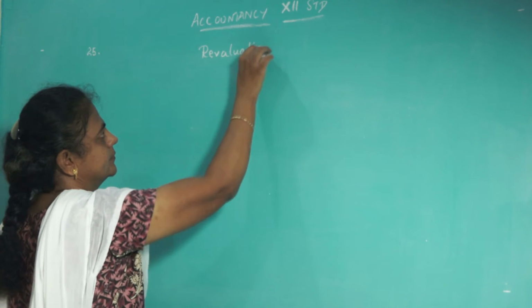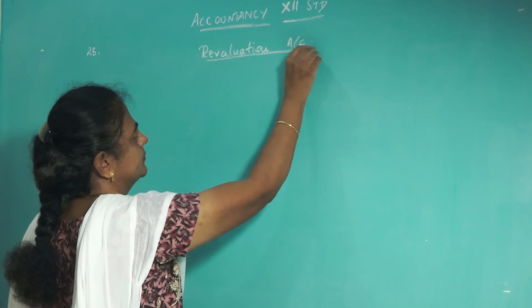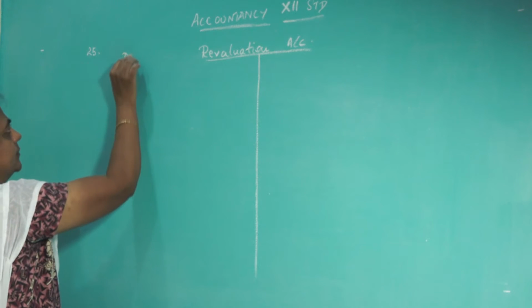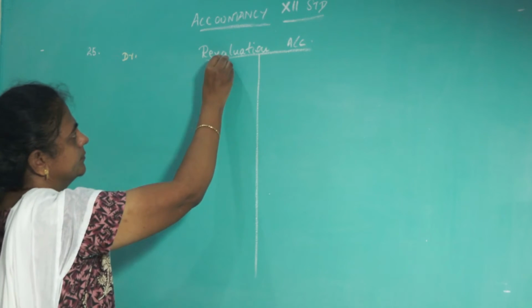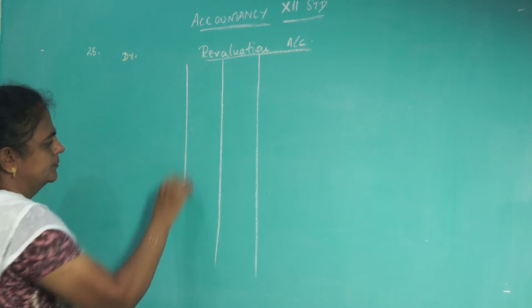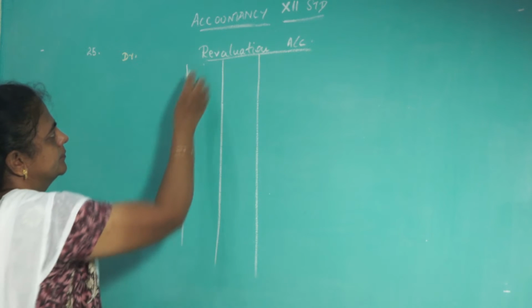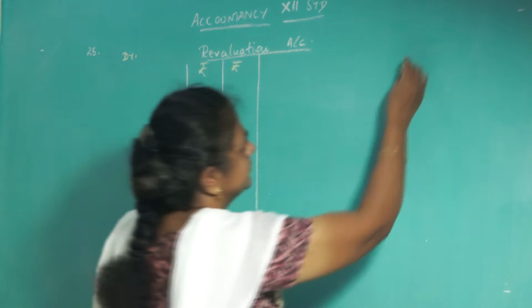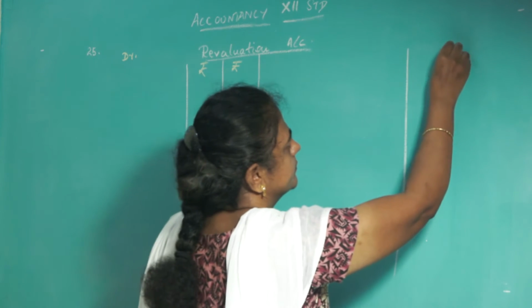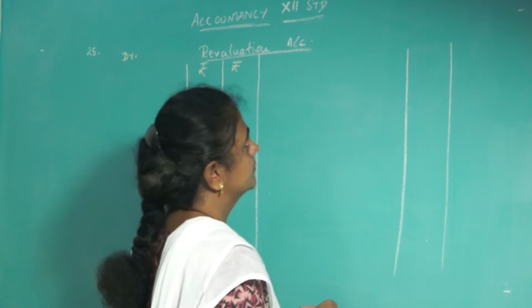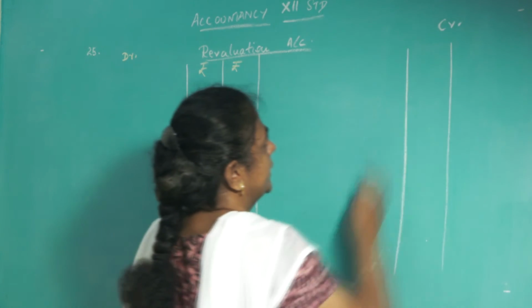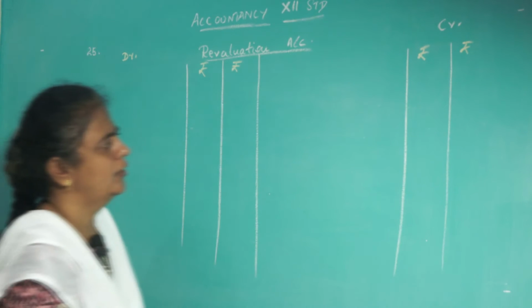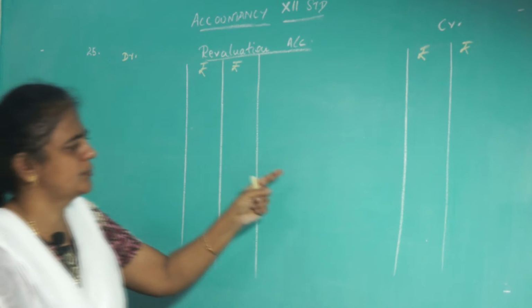Revaluation account. Debit, rupees, credit, rupees. All losses put on the debit side, all profits put on the credit side.